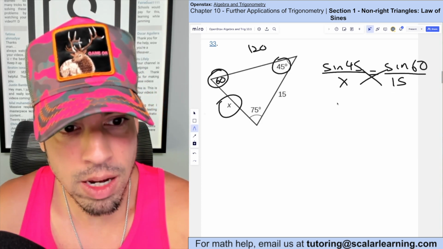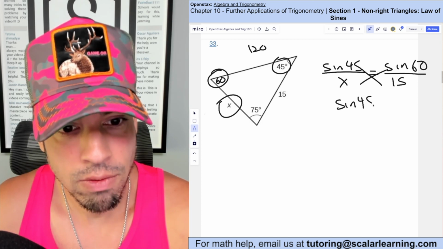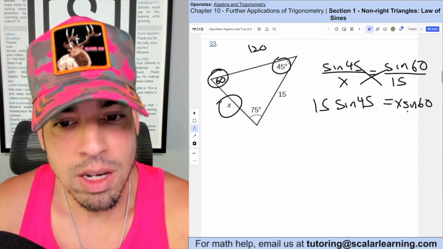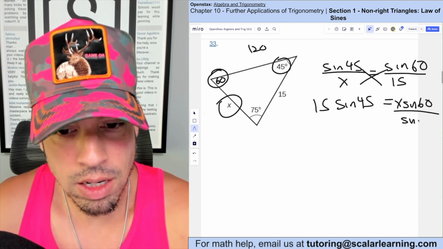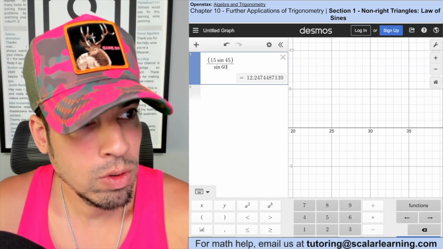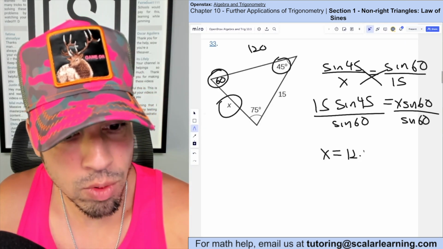Now let's cross multiply and solve. So we have sine 45 times 15 equals x sine of 60. And then we're going to divide both sides by sine of 60. And let's plug that into Desmos. And we get 12.2. So x equals 12.2.